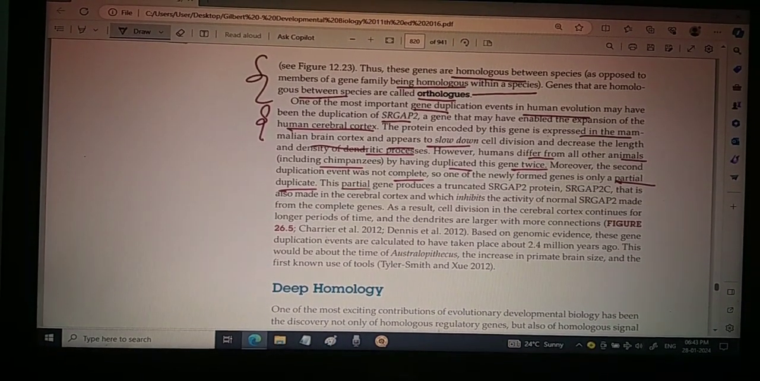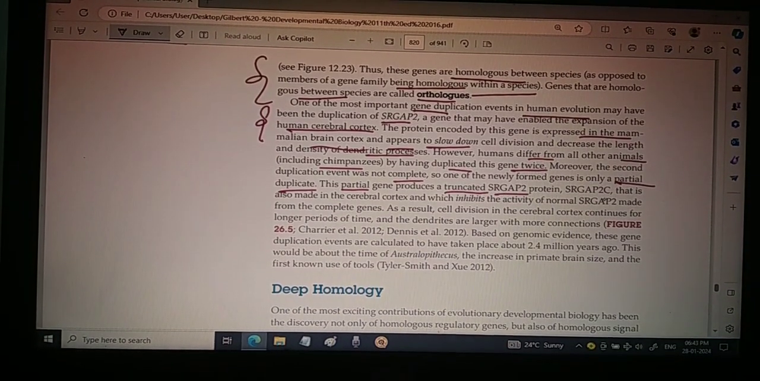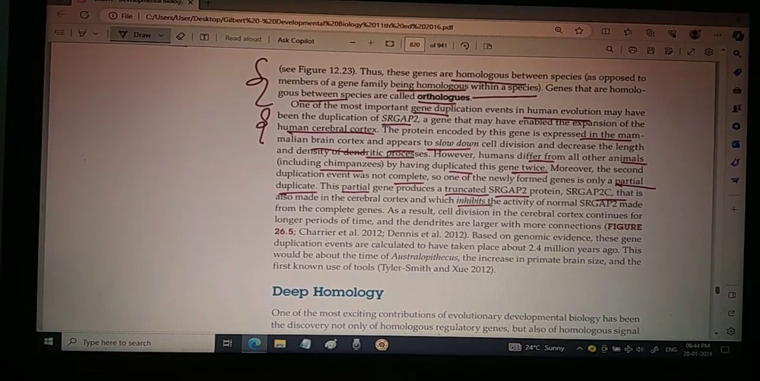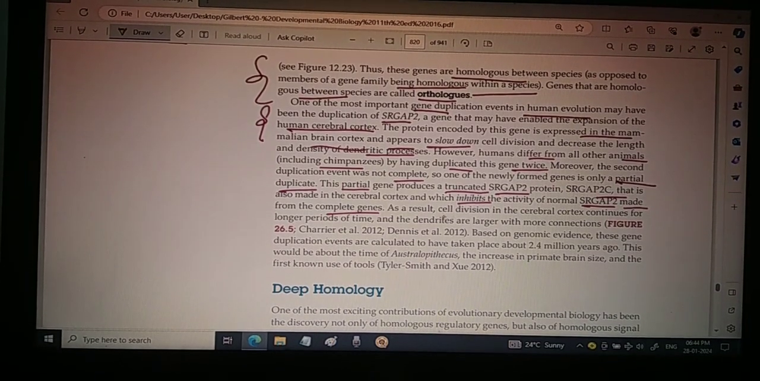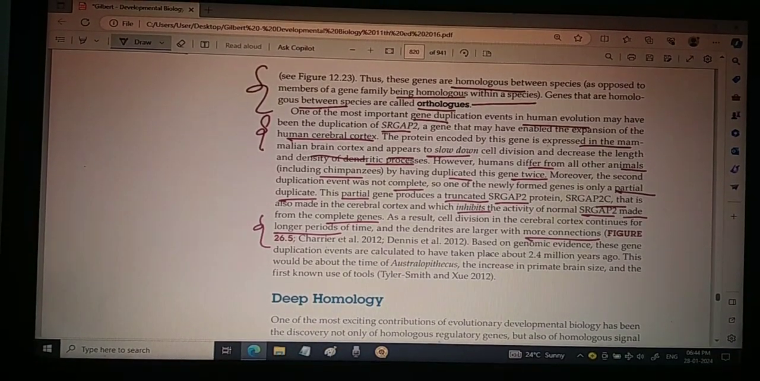This partial gene duplication produces a truncated version of the SRGAP protein, SRGAP2C, that is also made in the cerebral cortex and which inhibits the activity of normal SRGAP2 made from the complete genes. As a result, cell division in the cerebral cortex continued for a longer period of time and the dendrites are larger with more connections. This is how there is synaptic flexibility and development of human intellect.